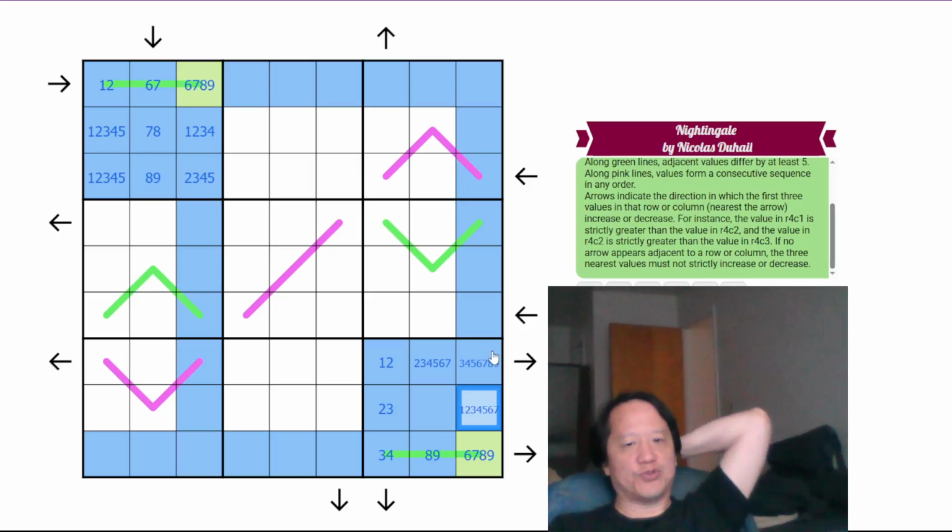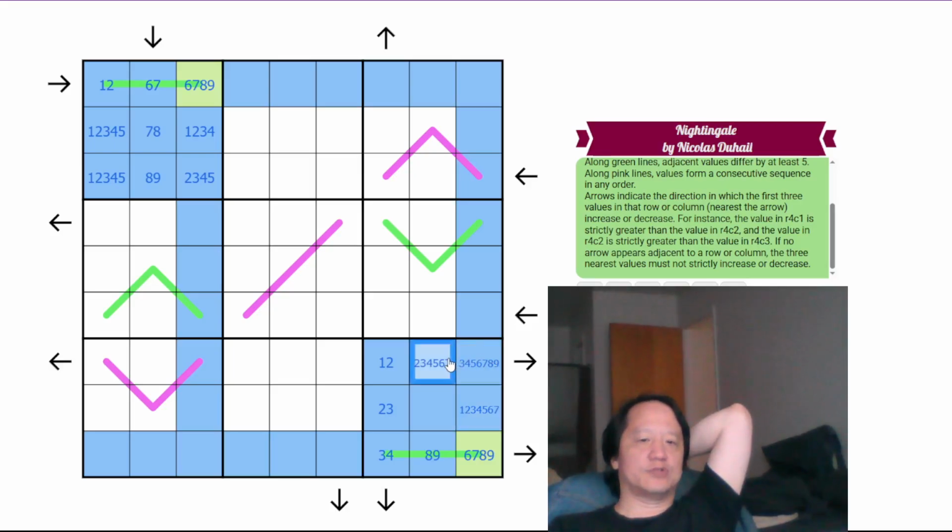This cannot be 3, because if this is 3, this becomes 2 and 1. But then that would eliminate all possibilities for that cell there. And it can't be 4, because then all 5 of these digits would have to be 4 or less. But that's not possible because we have 5 cells there. So no 3 or 4 here.